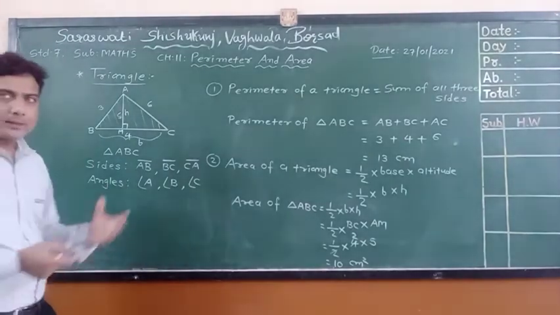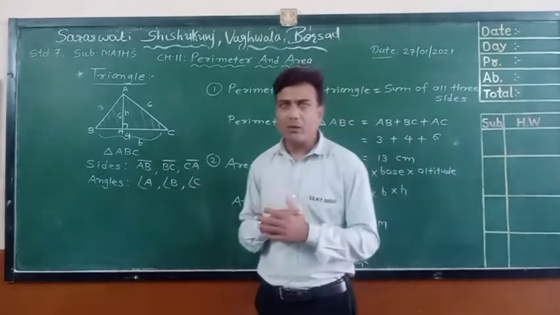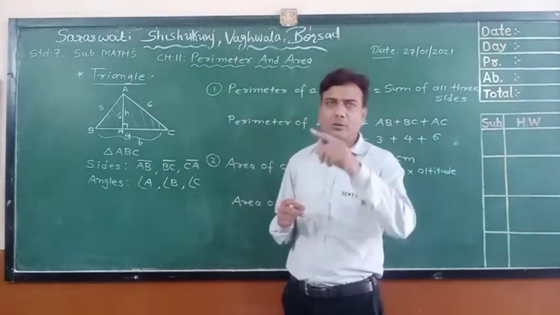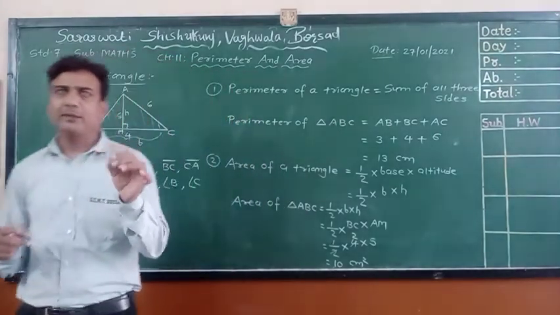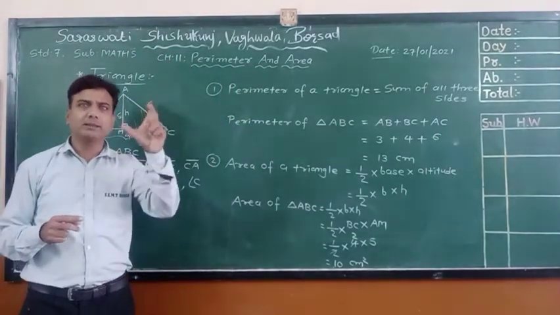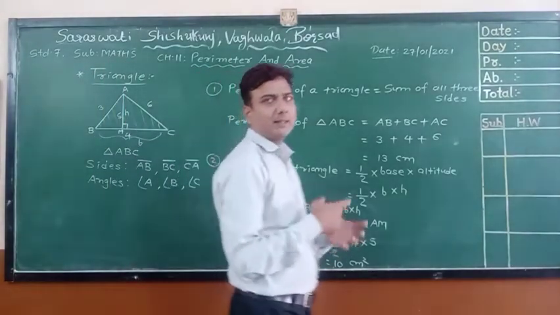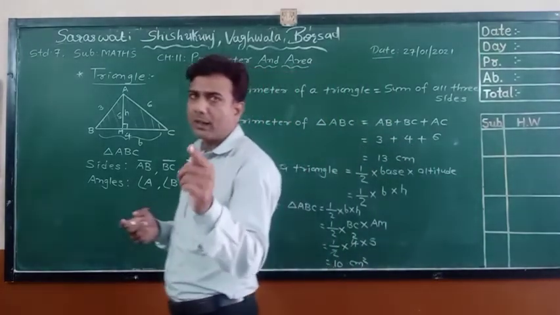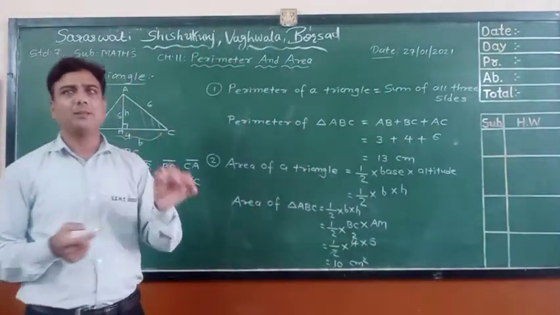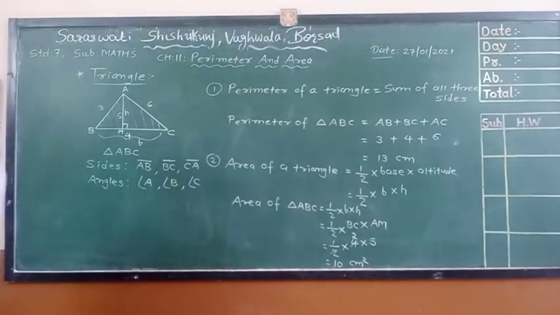So in this topic I have two formulas. First, the perimeter of triangle ABC equals the sum of all three sides, AB plus BC plus AC. And if we want to find the area of this type of triangle, we simply use the formula: area of triangle ABC equals 1/2 base into altitude.